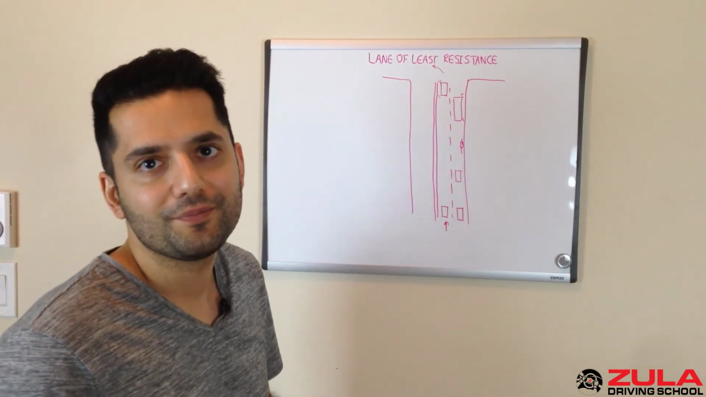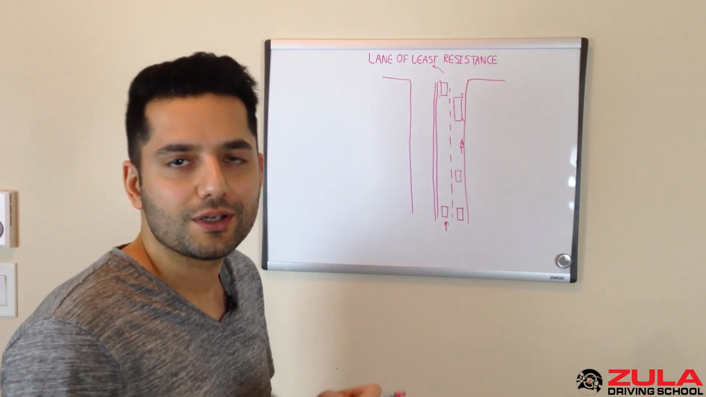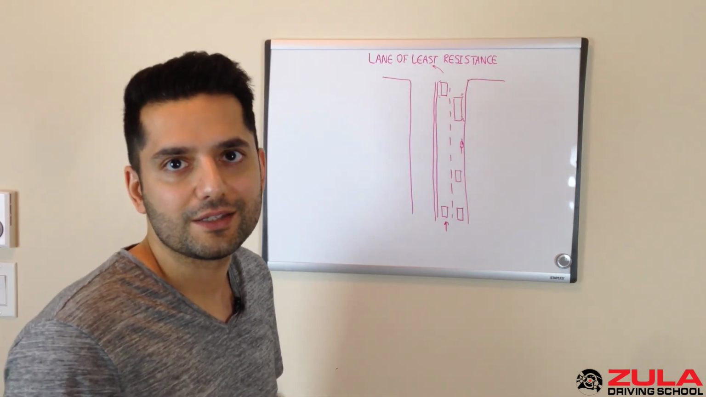And in that course, we show you actual footage of us having to change our lane because of an obstruction up ahead. And it kind of gives you an idea of how we go about choosing which lane is the lane of least resistance.